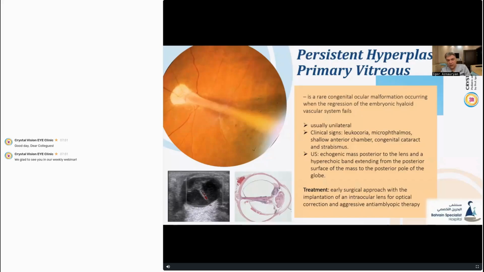Here is the persisting hyperplastic vitreous body. As you can see, this is a picture related to the fact that the corresponding intrauterine structure does not resorb, and the remnants remain like this, along with the arteries and other structures.